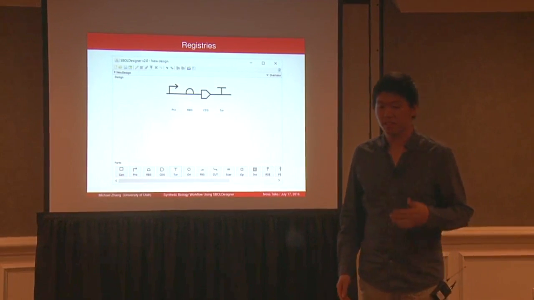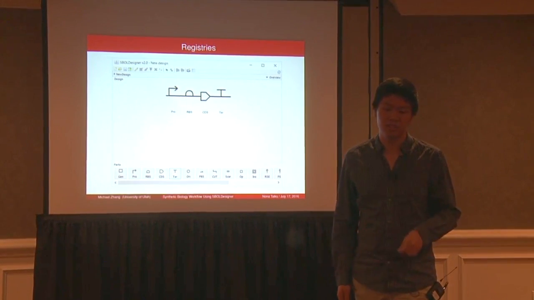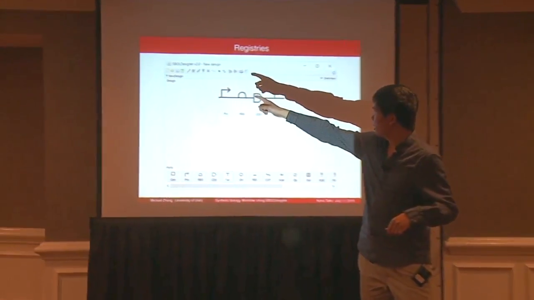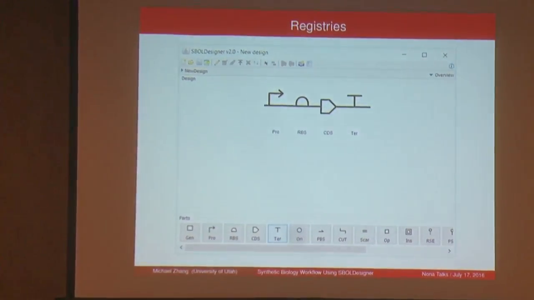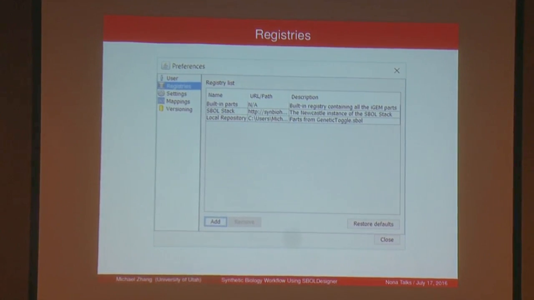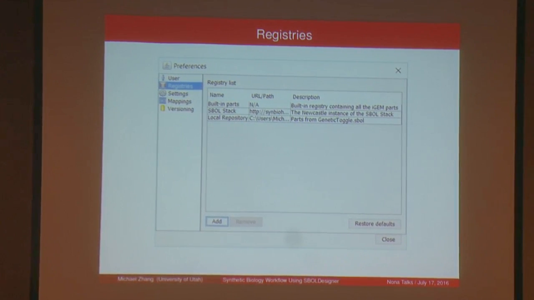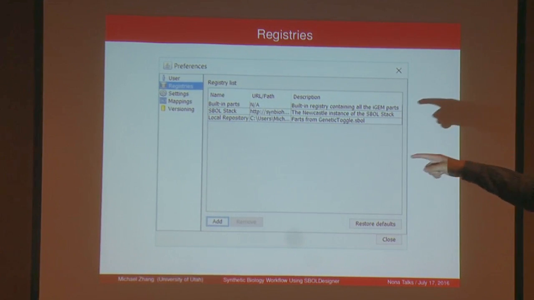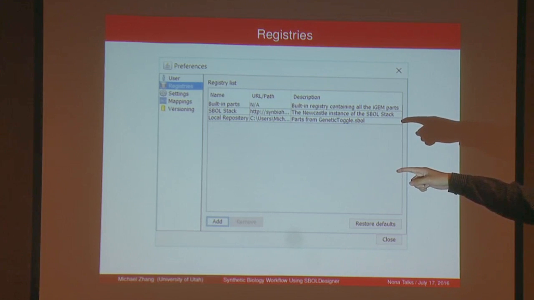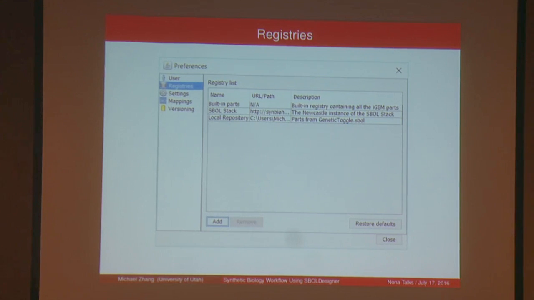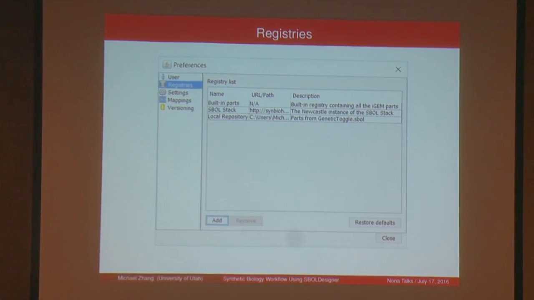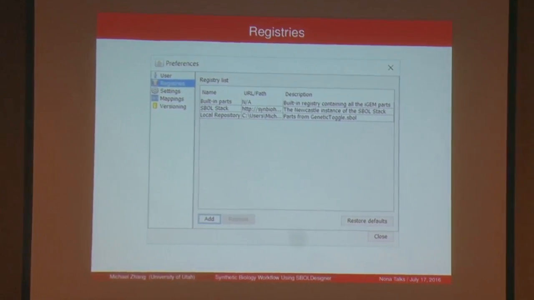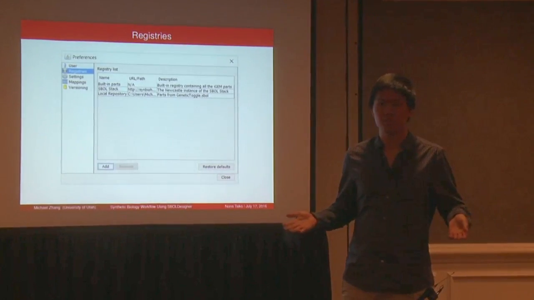Another feature I've added is the ability to import from registries. So if you click on the little preferences button over there, you can navigate to the registries tab. Here you can select that you want to add new registries. So you can see here we have 3 already: built-in parts, the SBOL stack, and a local repository. Built-in parts is a document containing all of the iGEM registry's parts, and this comes pre-built with your installation of SBOL Designer. So you can select from that if you don't have a data connection or something like that.